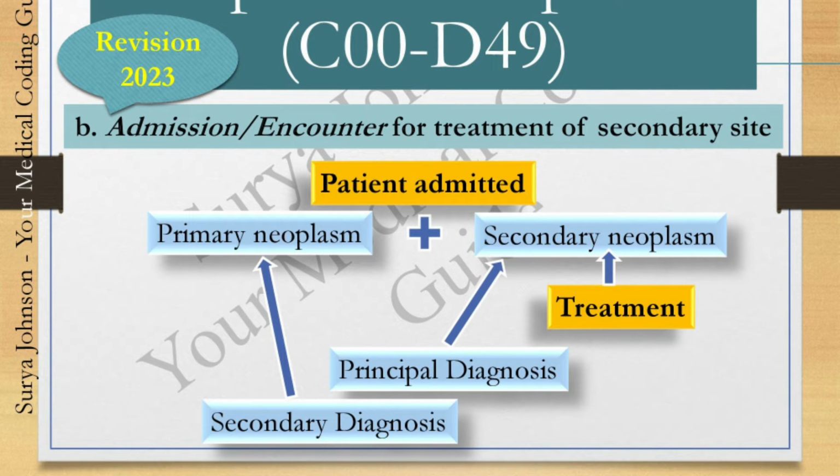Next, B is admission or encounter for treatment of secondary site. This is also a revision text, it is in italics.